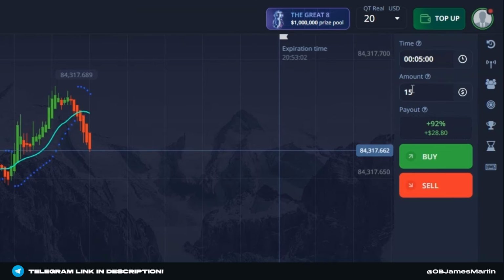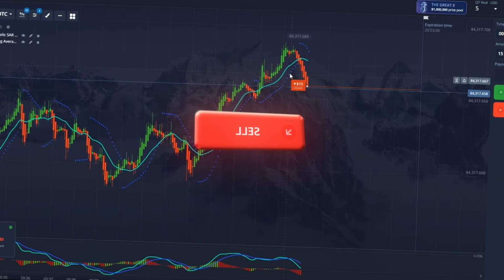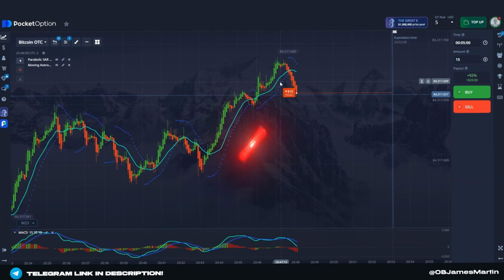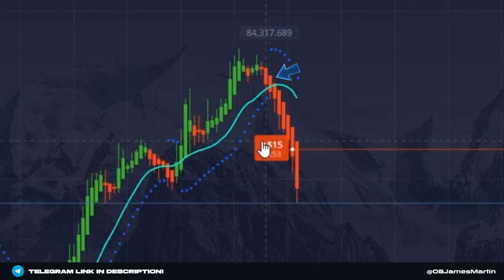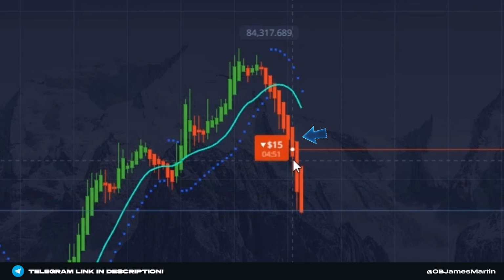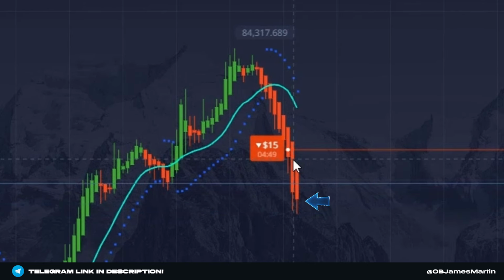The trade amount is $15. The expiration time is 5 minutes. I press the ready button right now and then open my first trade for sale. Yeah, guys, I have already done an analysis on a random currency pair. It seemed to me a good situation to start, and now I'll explain why.